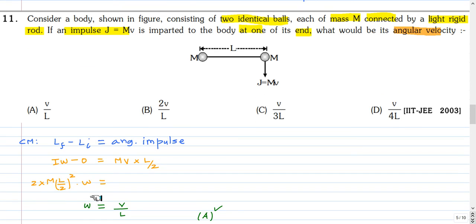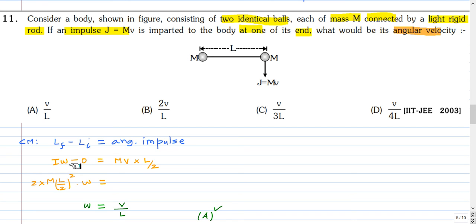Here is the solution. Any rigid body, when it is free and given a torque or an impulse, will start rotating about its center of mass. So about the center of mass, the change in angular momentum is the angular impulse given to the system: final minus initial angular momentum. The final angular momentum is I omega, where I is the moment of inertia of the system about the center of mass, and omega is the angular velocity.